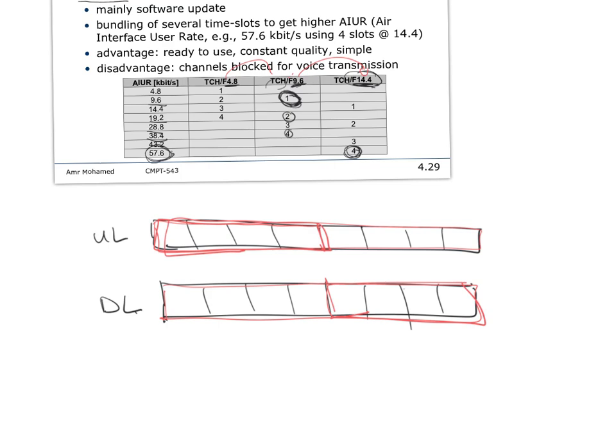Okay? And by bundling more than 1 or 2 time slots, I can increase the data rate. So they were able to achieve 57.6 kilobits per second. Of course, it's not a huge upgrade, but remember, this is done only by software updates, right? So that's a significant upgrade, but it was not what we would hope for, right?